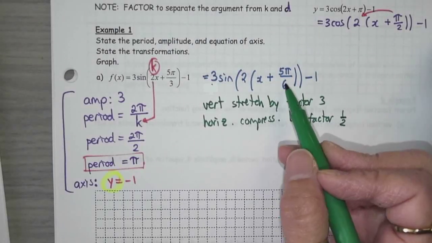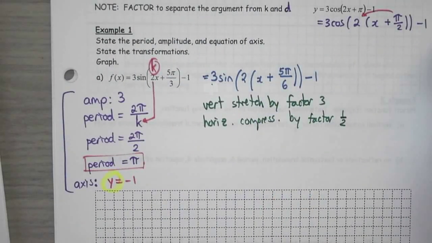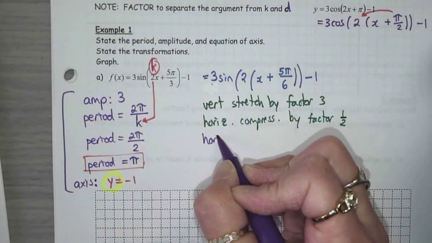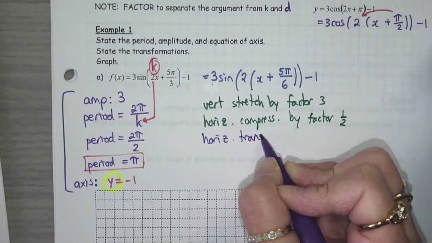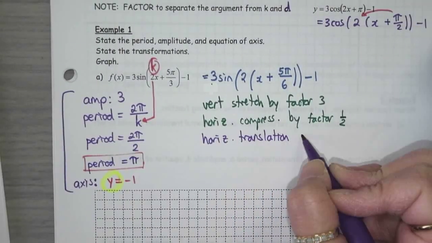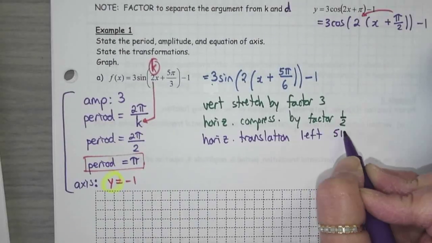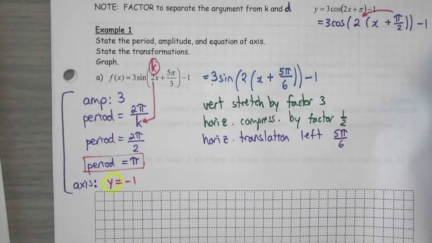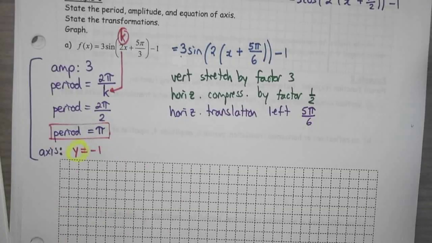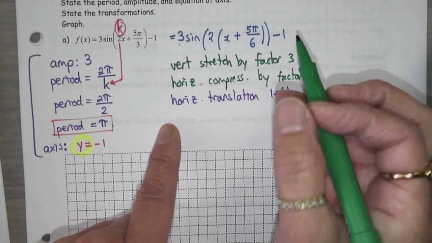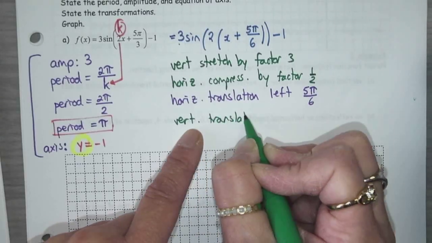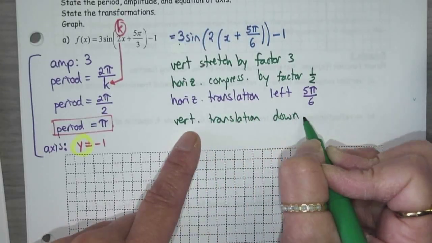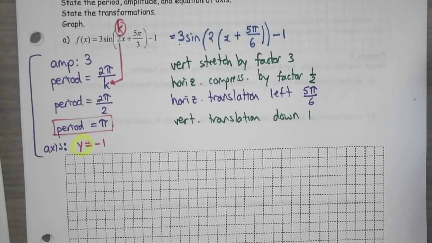And then here, because it's in factored form, that's good. So it's going to be a horizontal translation, and that'll be left 5 pi over 6. All right? And then my last one here is a vertical translation, and that'll be down 1. All right, let's go ahead and graph it.